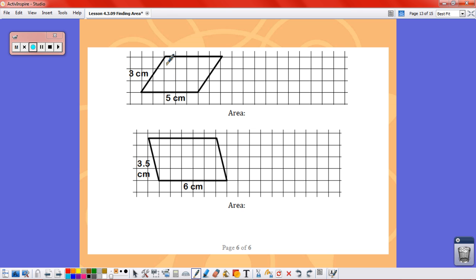Let's check the next one. Let's cut it off like this and redraw. 5 tall and 5 wide and 3 tall. And then the other base is 3. Connect them. Then we have a 2 by 3 triangle here to add on to it. 5 by 3 equals 15 centimeters squared.